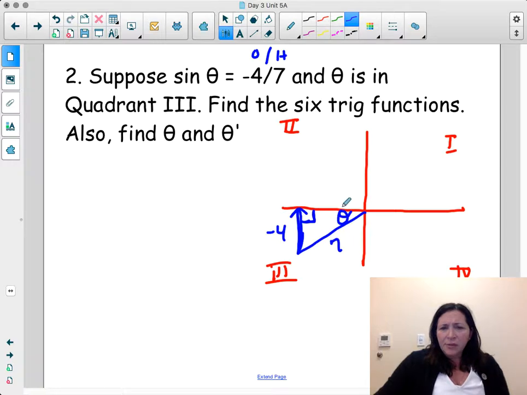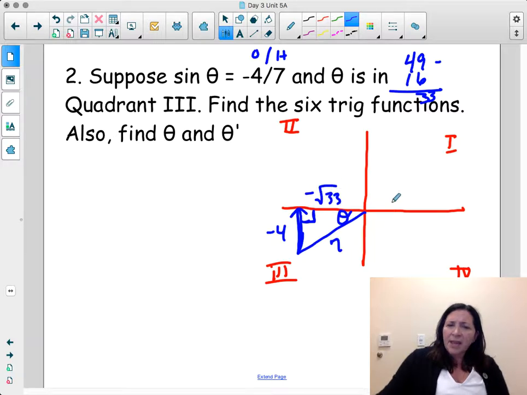To find this third side here, I'm going to use the Pythagorean theorem, which basically is, I'm going to use 49 minus 16, and I get 33. So this is the square root of 33. But be careful because this is negative because I am going to the left of the 0 here. Going to the left is negative.